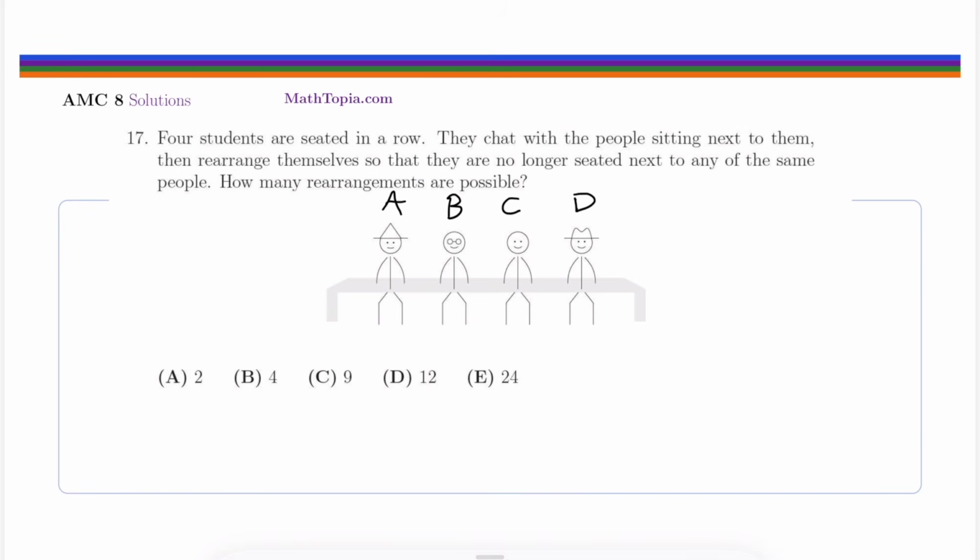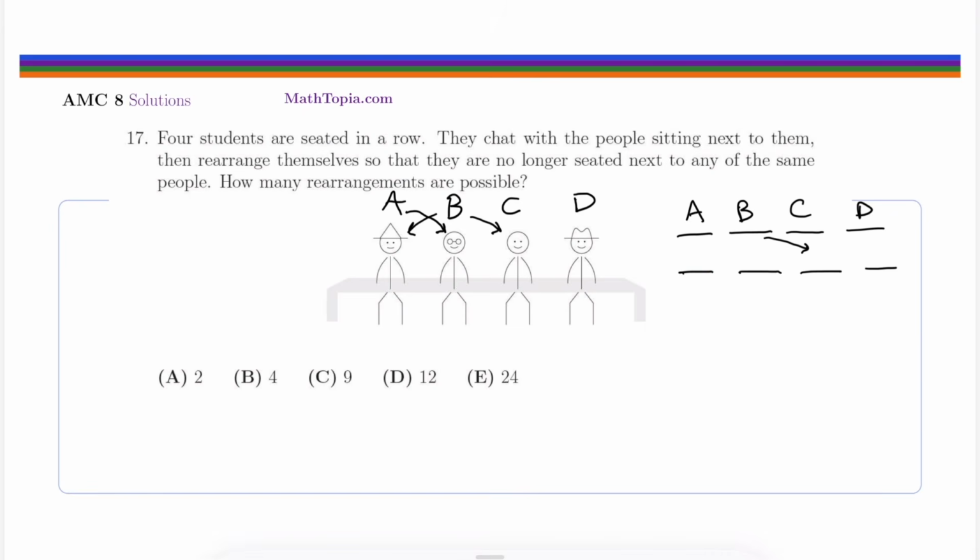The first thing that I notice is that the 2 people sitting in the middle are each seated next to 2 other people. So person B, for example, is seated next to person A and person C. Whereas the people on the end, such as person A, is only seated next to 1 other person. This is important because suppose we have person A, B, C, and D, and when they move to their new configurations, person B sits in another middle seat.